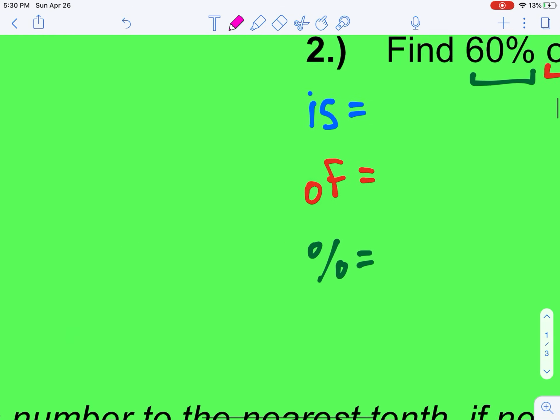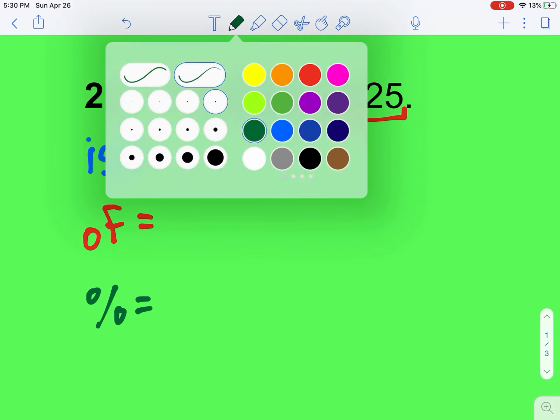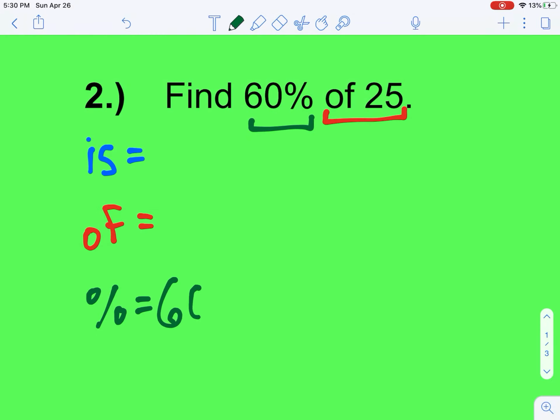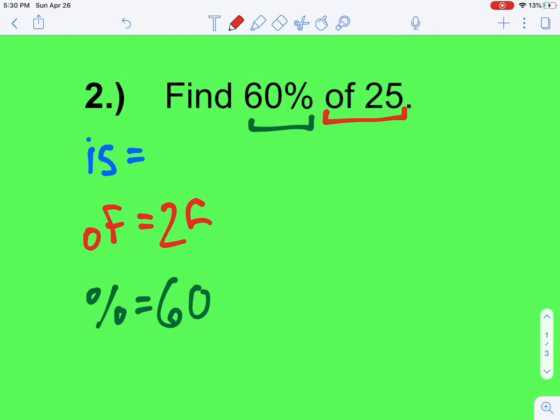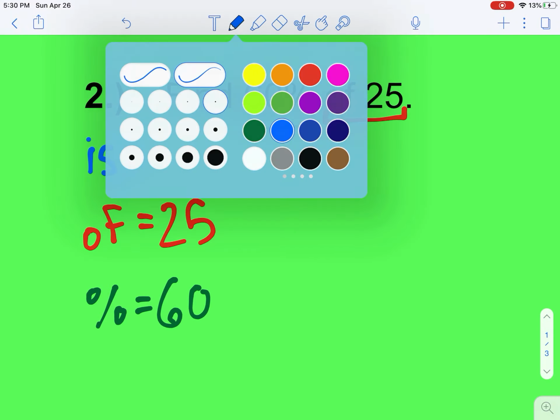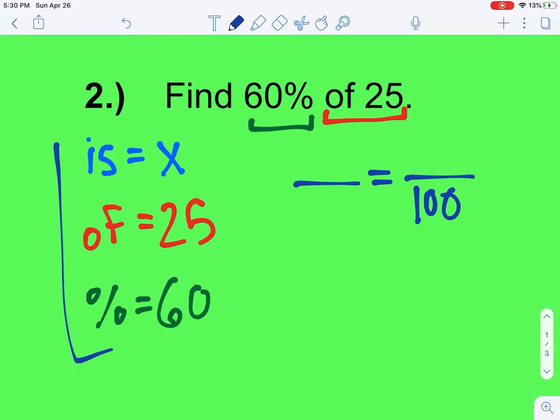Okay, let's take a look at another example. This problem says find 60% of 25. The first thing I notice is my percent sign, so I'm going to say percent equals 60. My problem ends by saying of 25, so of equals 25. My is going to be my variable, so is equals x. Now I'm ready to set up my proportion, making sure that I put 100 in the bottom right-hand corner. Now remember, we're going to take these three numbers right there, including the x, and we're going to plug them into the appropriate spot in my proportion.